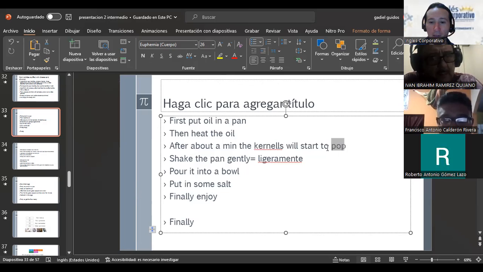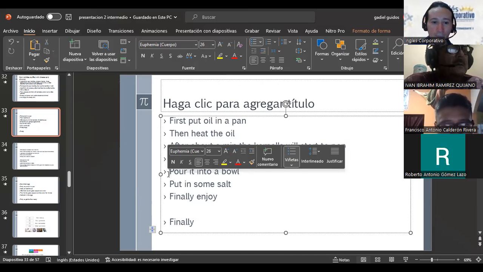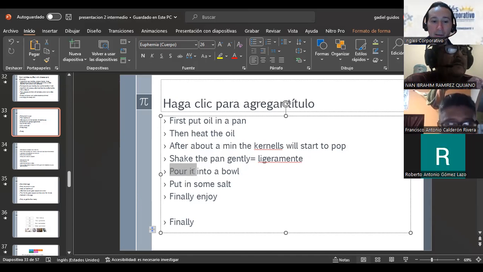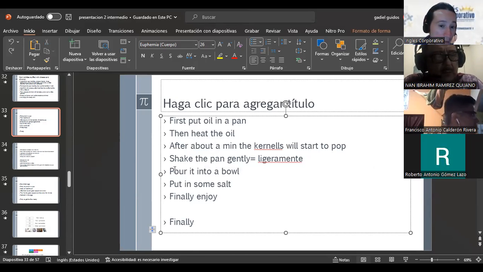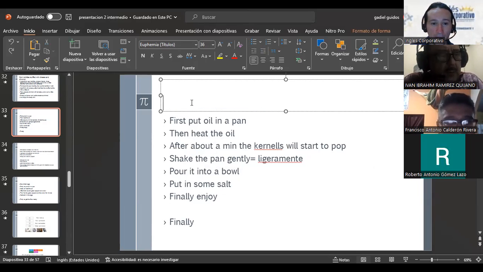Then, when it says here, will start to pop, basically it means that comenzará a hacer el estallido, okay, eso es lo que hacen las palomitas, ¿verdad? Cuando se calientan, empiezan a explotar, ese es el estallido, the popping sound. Then it says, shake the pan gently, okay. Agite la sartén ligeramente. Luego, pour it into a bowl. Esto es vertir, ¿ok? Vertir. Como les digo, acá hay bastante vocabulario que es bien específico para ciertas cosas, ¿ok? No es lo mismo decir pour it, that it would say just put it in a bowl. That's something different. This is more specific. Then we have put in some salt. And finally, enjoy. That was the recipe for popcorn, okay?